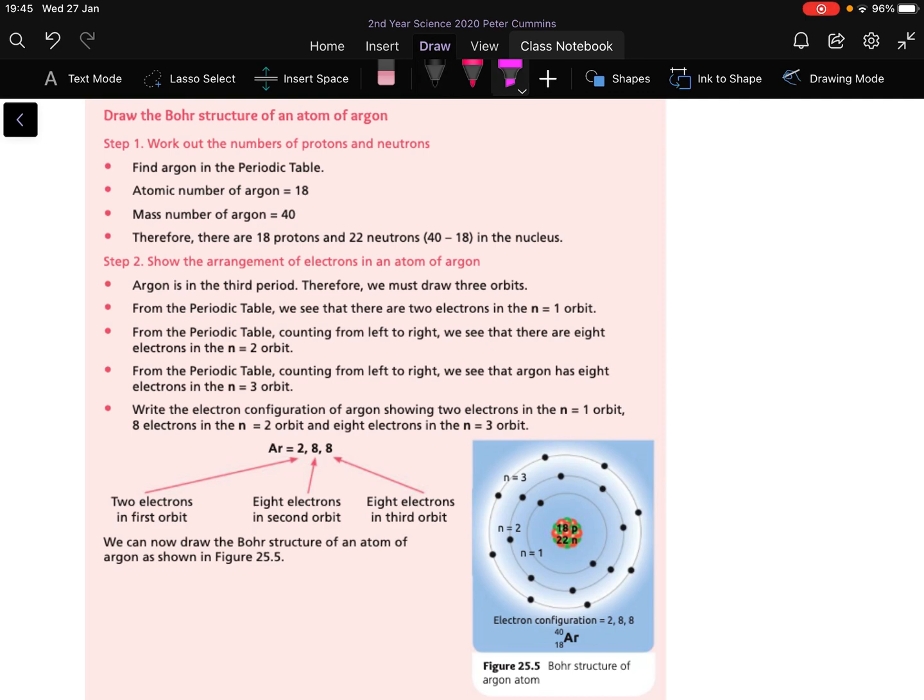They've done argon here. In argon, the electronic configuration was 2, 8, 8. You can see in the diagram there's 1, 2, then 1, 2, 3, 4, 5, 6, 7, 8, and then 1, 2, 3, 4, 5, 6, 7, 8. So if you think of argon now, it's 2, 8, 8. The last number in the electronic configuration there is 8.